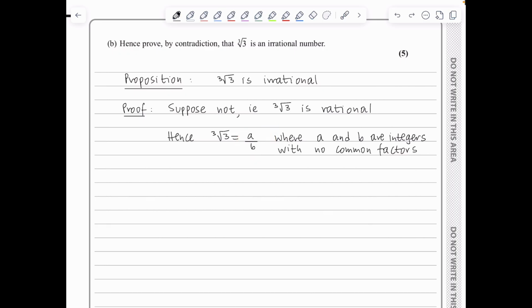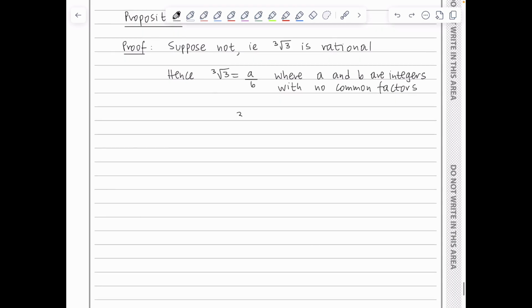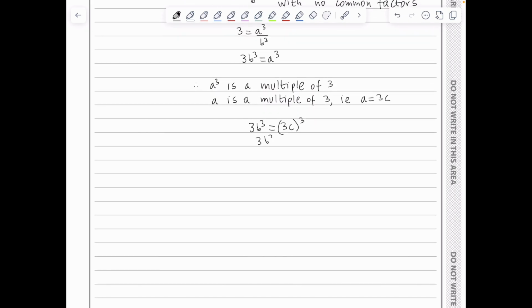I will proceed by raising everything to the power of 3, leading to 3 being equal to a cubed over b cubed. I will cross multiply to get 3b cubed is equal to a cubed. And since the left-hand side is a multiple of 3, it means that a cubed is also a multiple of 3, and therefore with the result from part A, we conclude that a is a multiple of 3, and I will set a to be equal to 3c. This means we're looking at 3b cubed is equal to 3c all cubed, so 3b cubed being equal to 27c cubed, and therefore b cubed is equal to 9c cubed.